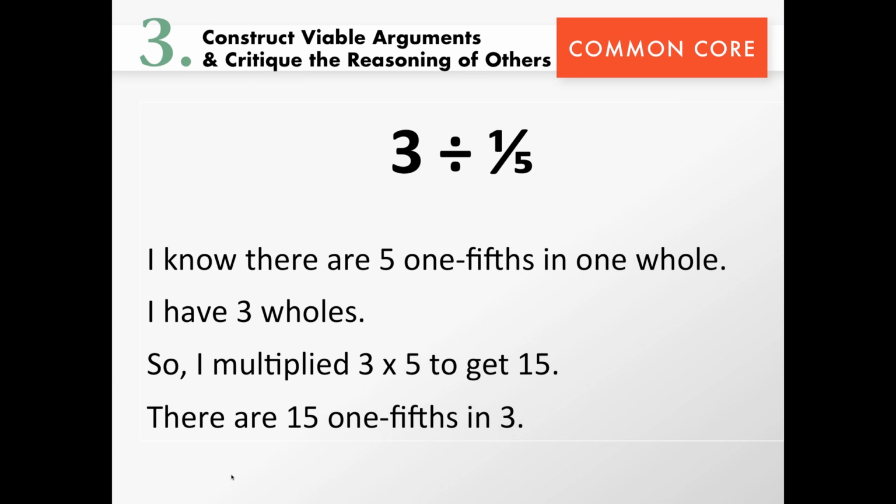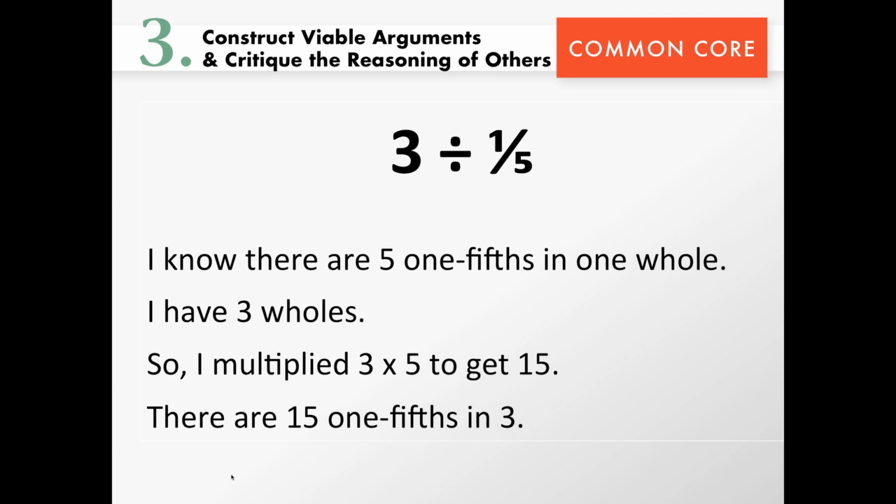So a common core explanation would be tying it back to the meaning of division, where I know that I have the number in all, which is 3, and I want to divide it into equal parts of 1/5 each. So I know there are 5 1/5s in one whole. I have 3 wholes, right, the number in all, and I know that I have 5 of them.